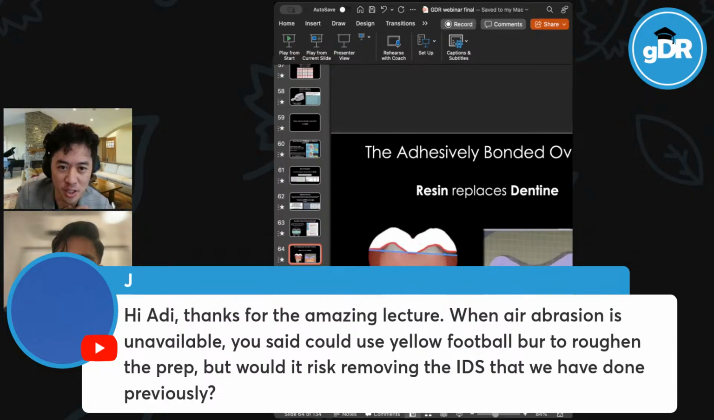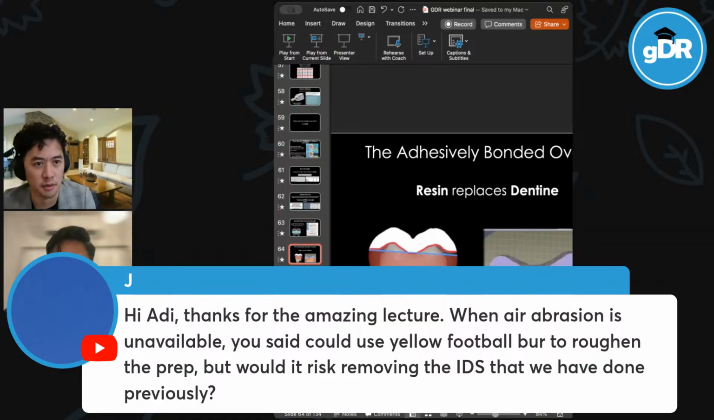Jay. Thanks for the amazing lecture. When aeration is unavailable, you could use a yellow football burr to roughen the prep. I think you said this right. Prep, but would it risk removing the IDS that we've done previously?